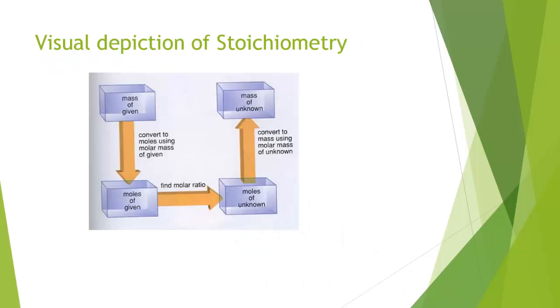Here's a visual depiction of stoichiometry. You have the mass of your given, and then you want to convert your mass to moles using the molar mass of the given, and then you take your moles given to find the molar ratio. That can be used to find the moles of the unknown, and then you can use that to convert back to the mass of the other unknown substance.